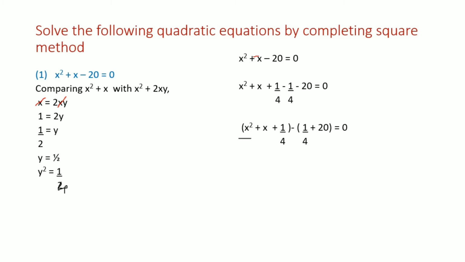We look for the first and the third term, and we see whose squares these are. So x square is a square of x, and 1 upon 4 is a square of 1 upon 2. So this becomes x plus 1 upon 2, the whole square. See, this is the expansion of this.